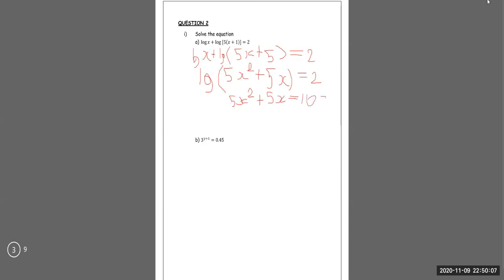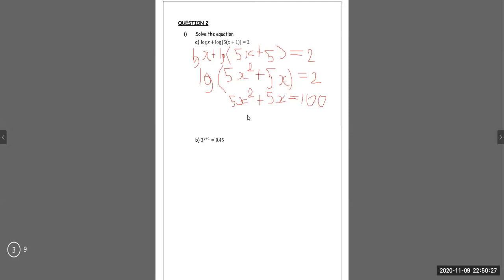Okay, sir. This is a polynomial, just a quadratic equation. So let's solve this quadratic. What I'm thinking of doing first when I get this is divide. Very good, nice.